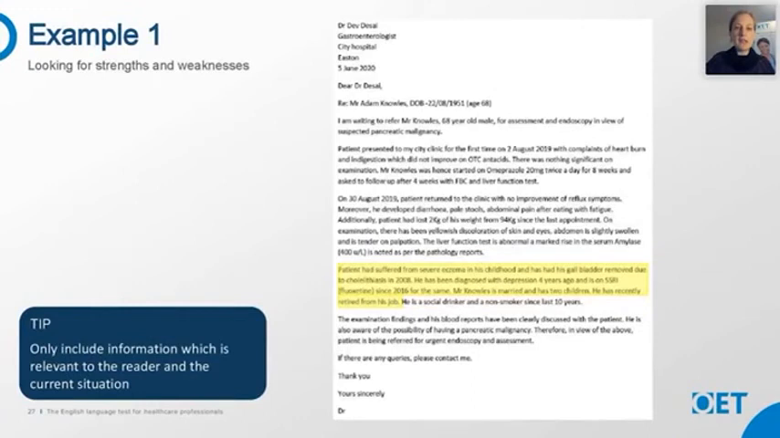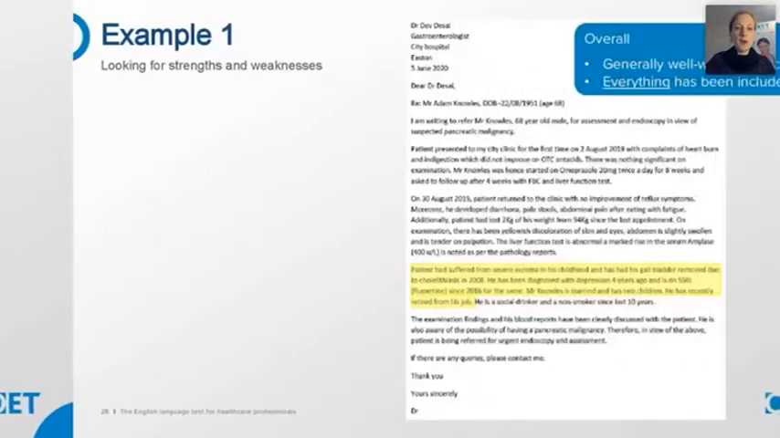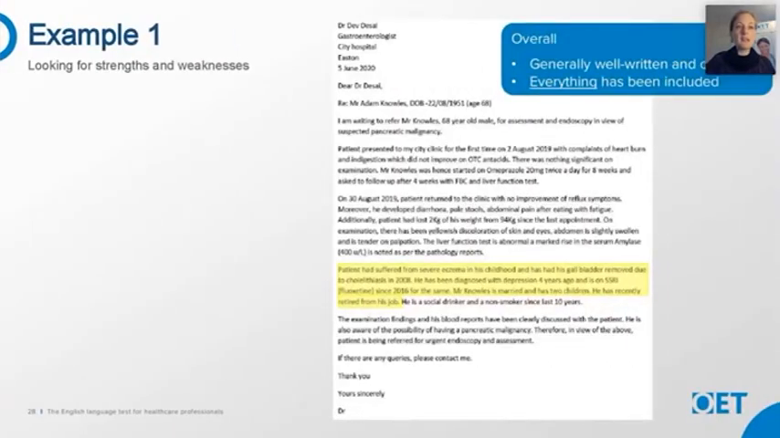So only include information from the case history which is relevant to the reader and the current situation. And the table we looked at to use in your 5 minutes reading time will help you to avoid information you don't need to include. So overall feedback on this task, the letter is generally well written and clear. I have no trouble understanding it, but I feel like I'm reading a story. Everything has been included, and I find this frustrating. The writer could have cut irrelevant details and managed to summarize the important content with fewer words.